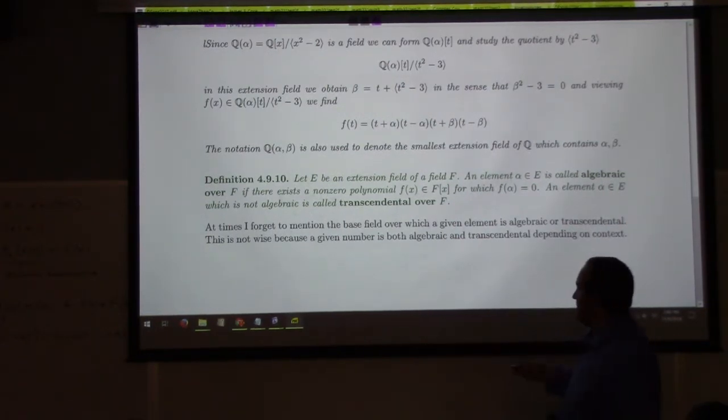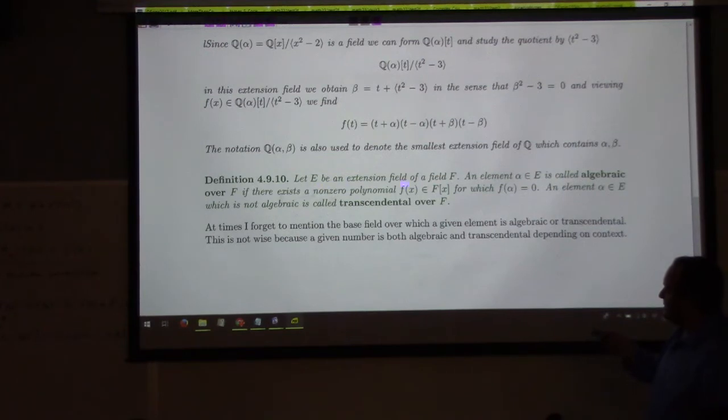So here's a more careful definition. Let E be an extension field of a field F. An element alpha in E is called algebraic over F if there exists a non-zero polynomial f for which f of alpha is 0, where of course this has the meaning of the evaluation homomorphism. An element alpha in E which is not algebraic is called transcendental over F.